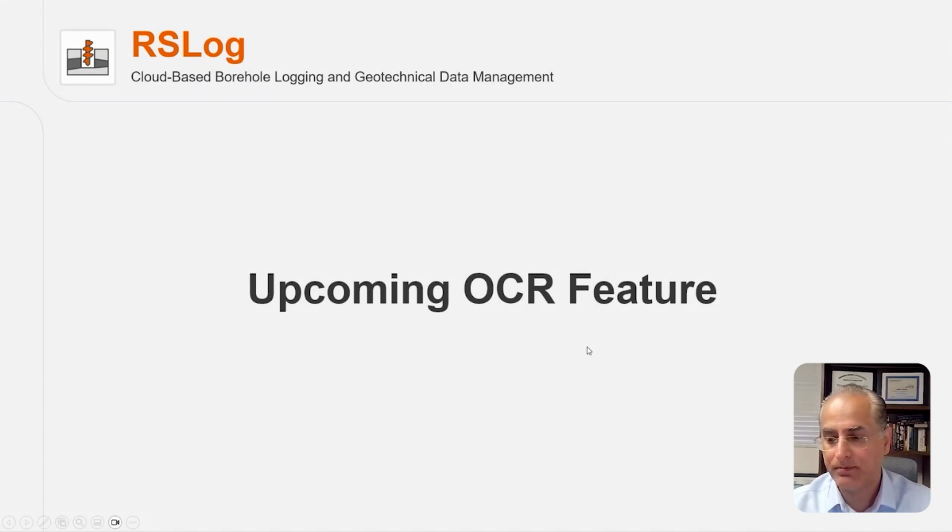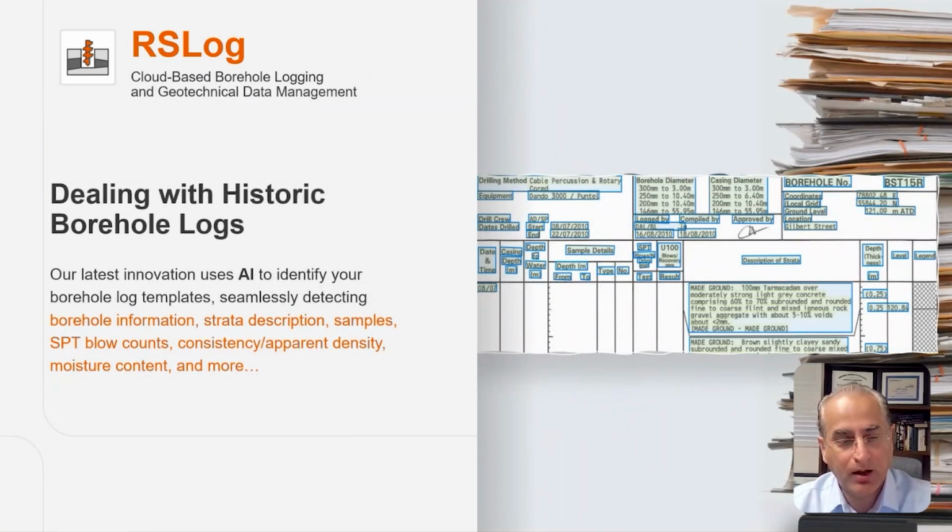Before wrapping up this webinar, I just want to share something with you that is coming to RSLog. So a lot of us have, especially the large companies or companies like DOTs or large infrastructure owners like dams and bridges. In the United States alone, there are more than 90,000 dams and 600,000 bridges of different types, and over 50% of these infrastructures are older than 50 years.